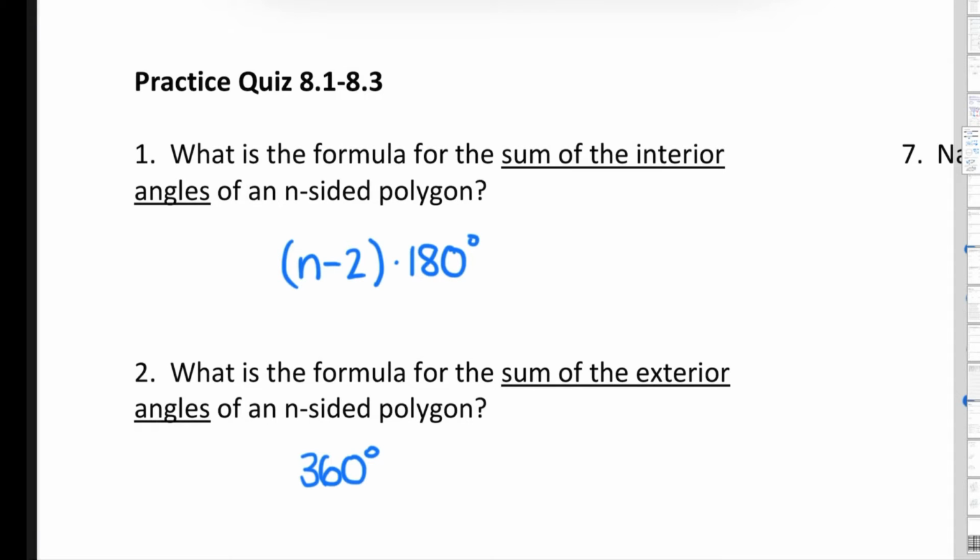So number 1 and number 2 were just those formulas. The formula for the sum total of the interior angles, n minus 2 times 180, and the total of the exterior angles on any n-sided polygon, 360 degrees.